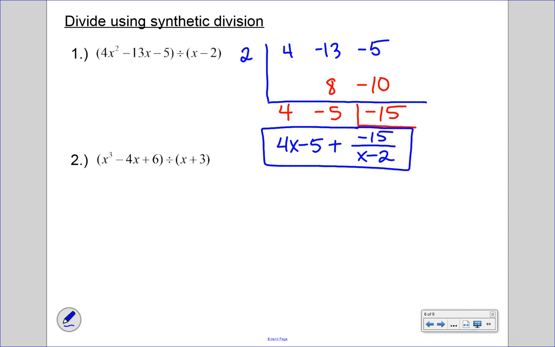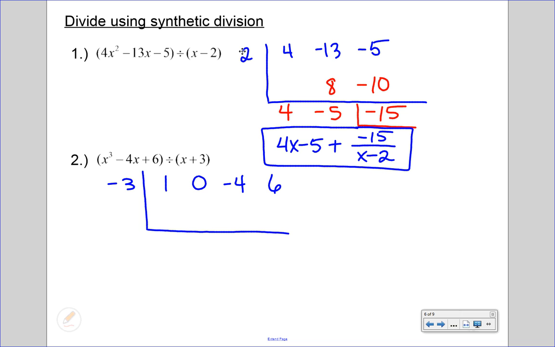So let's try that again. If we have x plus 3, we make it a negative 3. Make that in blue, negative 3. Put the upside down box. And we're starting with x cubed, so we put 1, but we don't have an x squared, so we put 0 for the squared, then negative 4, then 6. So make sure we have a placeholder for any missing terms.